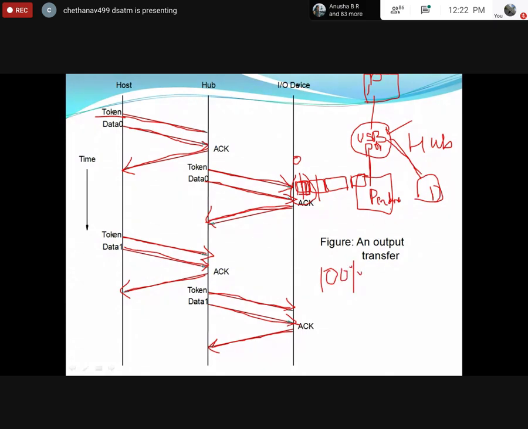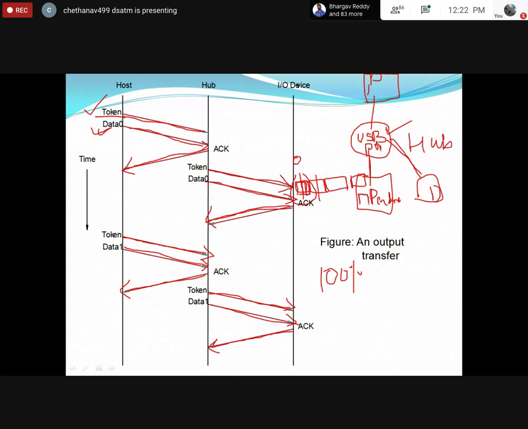Okay, from the pen drive, your data will be transmitted to your disk, or from the pen drive to the processor. I think you are able to understand; this is how your data will be transmitted. I have told you your data packet looks like token and data, right? So it's not only data; along with the data, your packet means what?